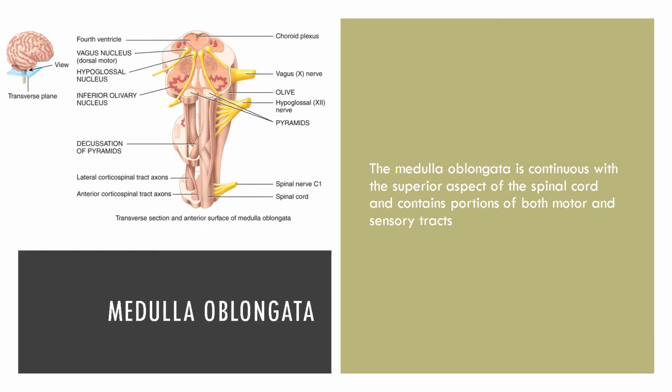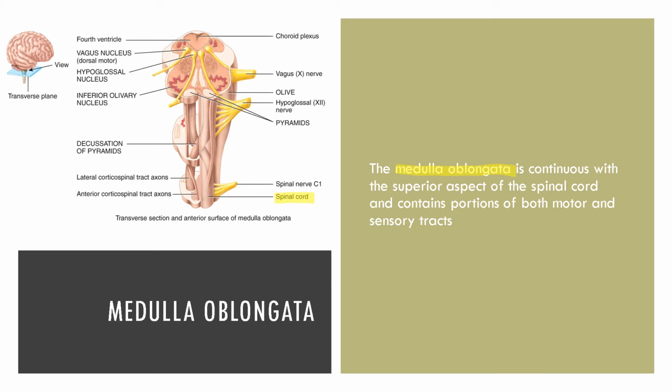The medulla oblongata. This part is going to be continuous with the superior part of the spinal cord, and it forms the inferior part of the brainstem. The white matter contains all sensory ascending tracts and all motor descending tracts that extend between the spinal cord and all other parts of the brain.